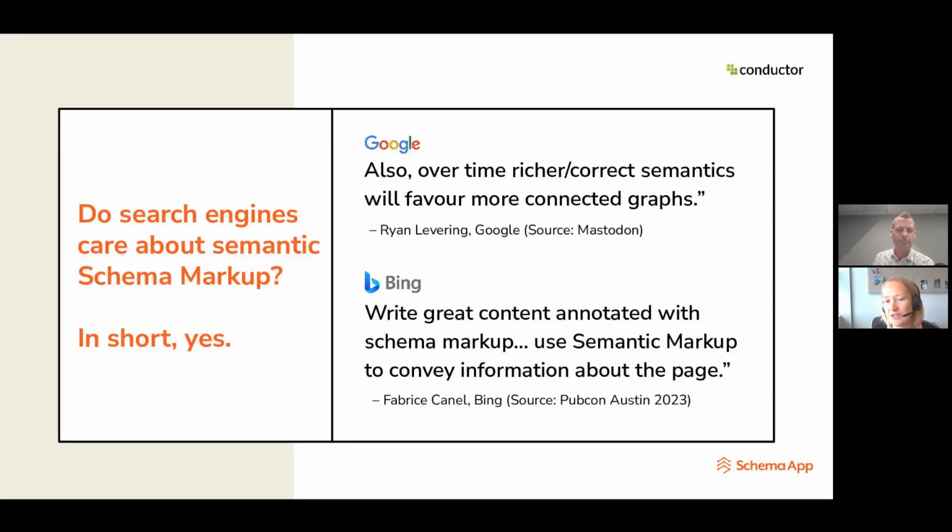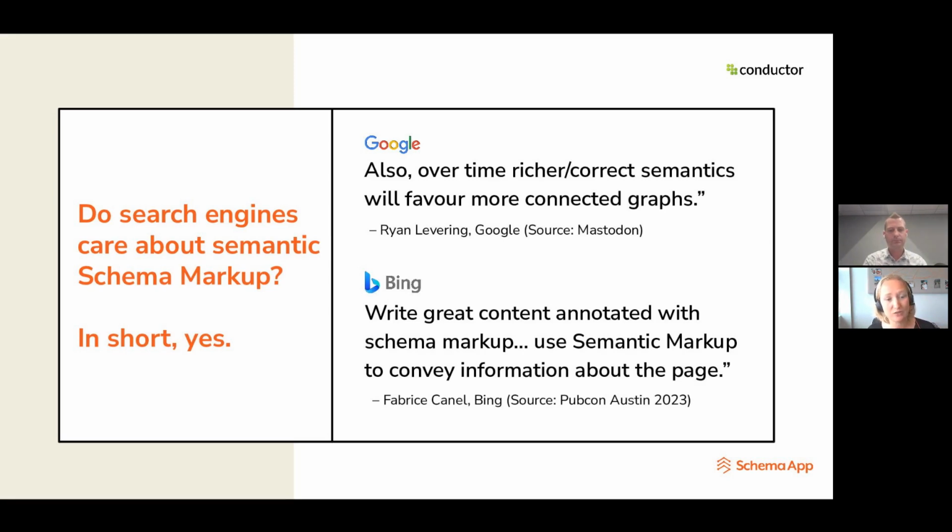The reason I call this out is because there have been comments by people like Ryan Levering from Google and Fabrice Canel from Bing, where they use these words very fluidly, but they're actually telling us that we should be building connected knowledge graphs with schema markup. Ryan Levering, in a response to John Mueller on Mastodon, was asked whether you should do schema markup just for rich results or for pages. He said that over time, richer, correct semantics will favor more connected graphs, right? Like, talk about it in code.